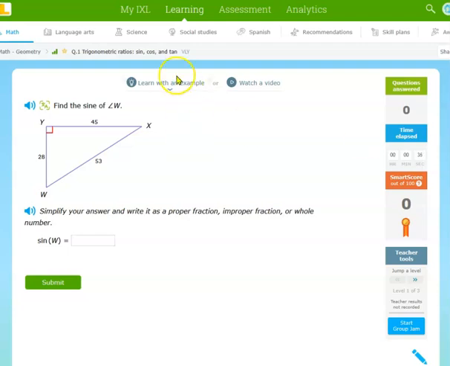Alrighty, hi everyone. This is a video for IXL Q1 trigonometric ratios, sine, cosine, and tangent. Let's take a look at our first problem. It says find the sine of angle W.